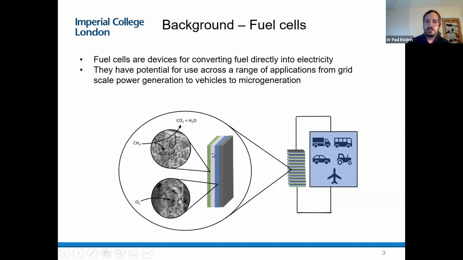And then typically you have these units arranged into a stack, and that stack can be as big as you want to power anything up to trucks or even planes. So they've got potential for use across a range of applications, from grid scale power to micro generation, because of this ability to stack cells, and the fact that the fuel, unlike a battery, is stored externally to the device.